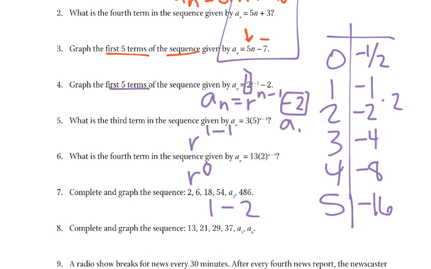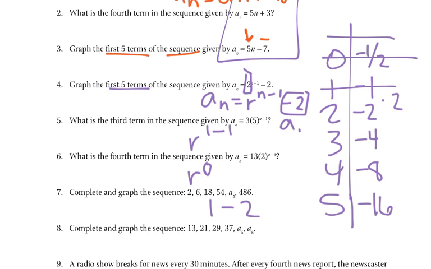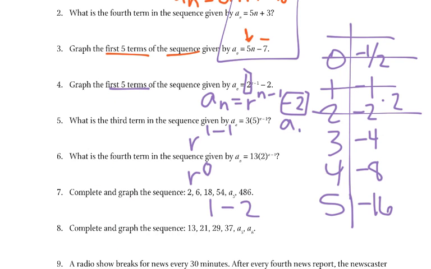Okay, so to graph that, we'd go 0 and 1/2, which would be right about there. We'll graph it on the same one. Okay, then 1, negative 1. So 1 down to negative 1, right there. Then 2, negative 2. 2 down to negative 2. And it looks like it's a straight line right now, right? But because it's geometric, it's not going to be.